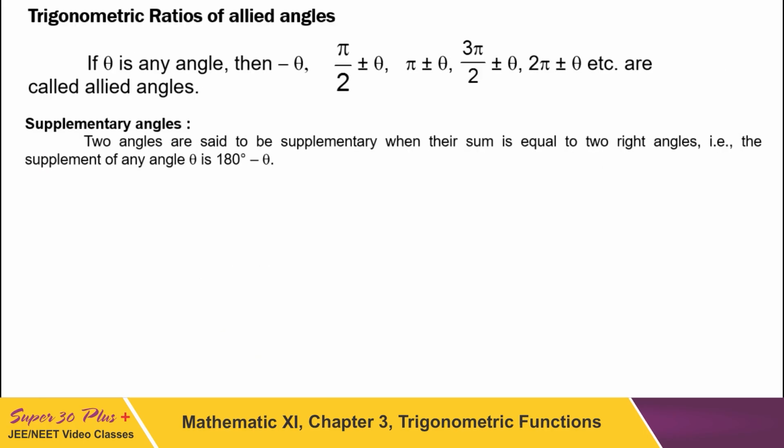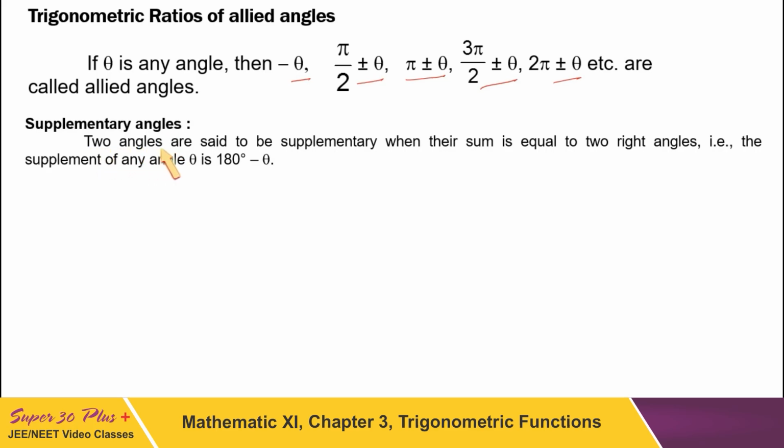Now we are going to study trigonometric ratios of allied angles. What is the allied angle? Allied angles are also called related angles. If theta is any angle, then minus theta, pi by 2 plus minus theta, pi plus minus theta, 3 pi by 2 plus minus theta, 2 pi plus minus theta, etc. are called allied angles.